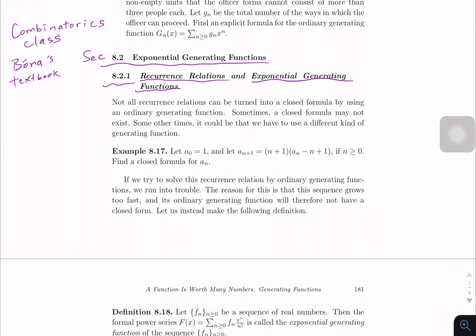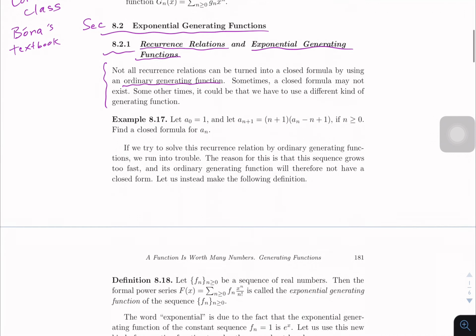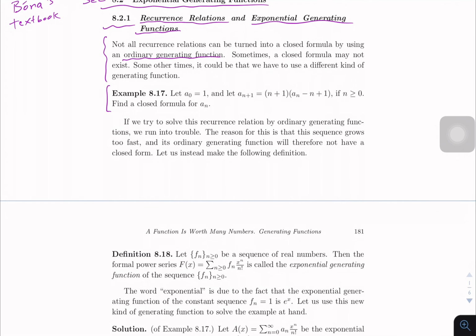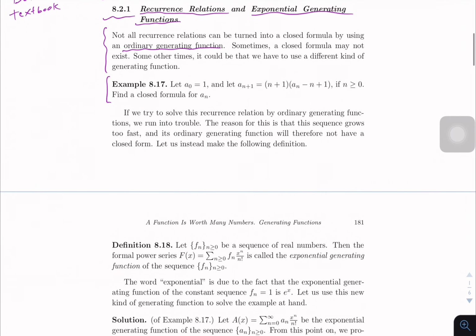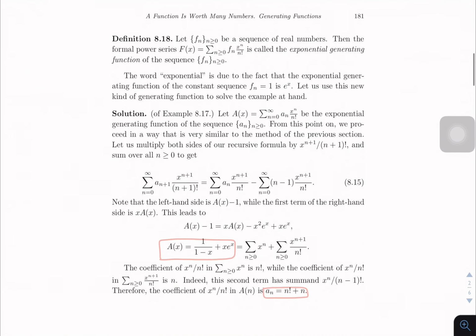Before, we have been talking about finding the ordinary generating function starting from recurrence relations. Sometimes that is not possible, but it's possible to find what's called the exponential generating function. If we look at this example, this is a sequence where we're given the recurrence relation. We will find the closed formula for this sequence using the exponential generating function.